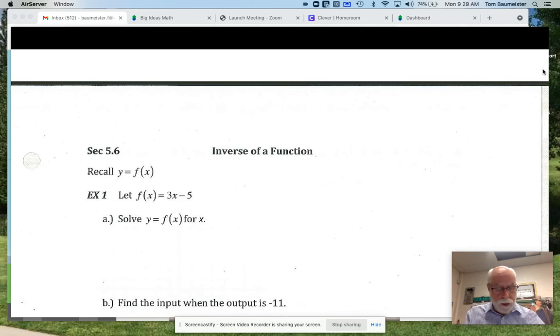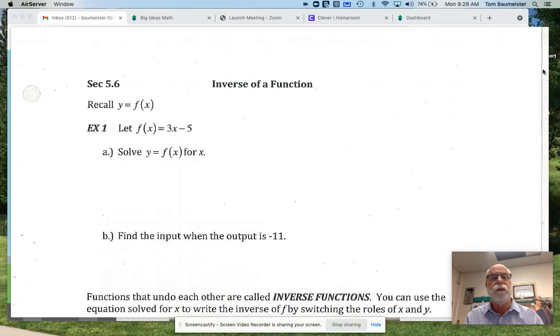Right, so our last section is section 5.6, and it is the inverse of a function. So remember, y is just a fancy name for f of x. So in this textbook, you see it both ways. So our first example is let f of x equal 3x minus 5.